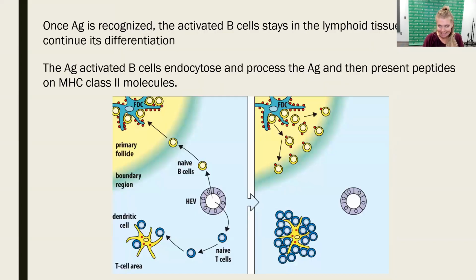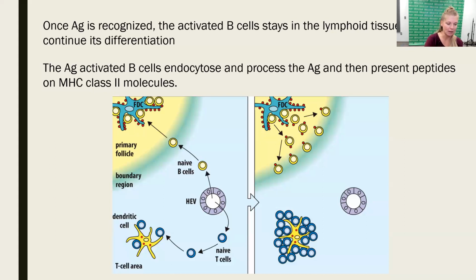Okay. Once antigen is recognized, that B cell is not going to leave the secondary lymphoid tissue. It's like, okay, so I found my antigen, and I found it in conjunction with this follicular dendritic cell. I'm just going to hang out in this B cell area of the lymph node and internalize the antigen. I'll process the antigen, and then I'll present it on my own MHC molecules. And in this case, we're looking at an MHC class 2 molecule.